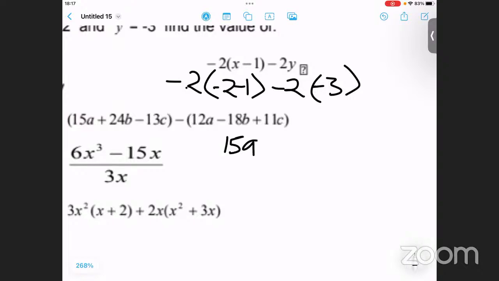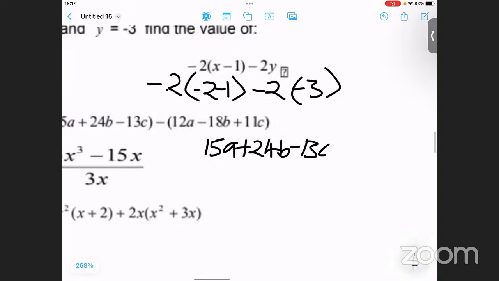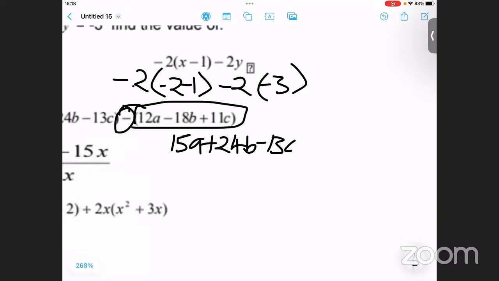Okay, so we're having 15a plus 24b minus 13c. Now we have to get rid of this negative, or the minus, okay? So we're going to multiply everything that you see inside this bracket with this minus. So you're going to say negative minus that, minus 12a. This is C, guys. Minus multiplied by a, so it's going to be minus multiplied by a.